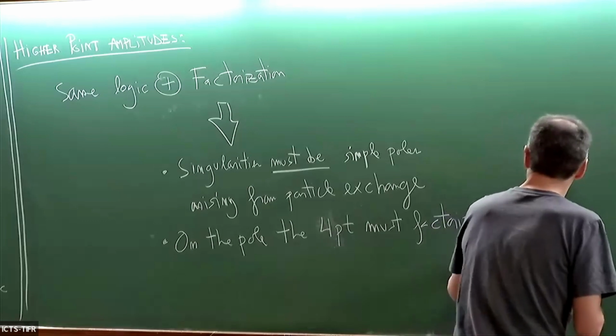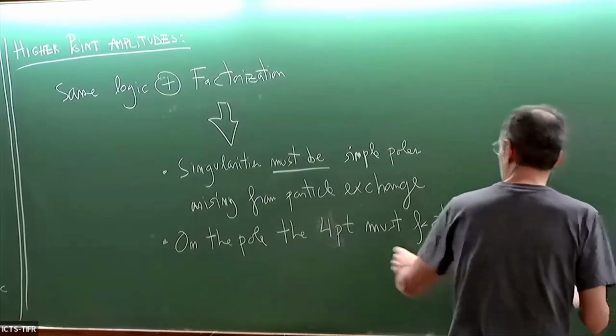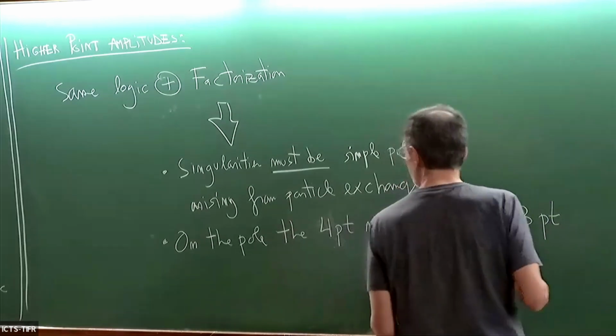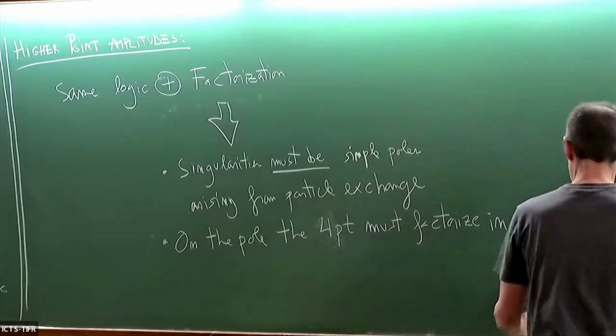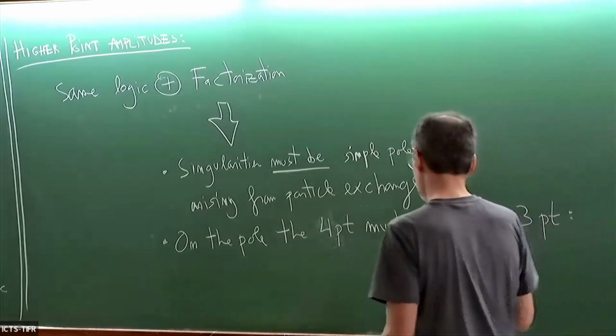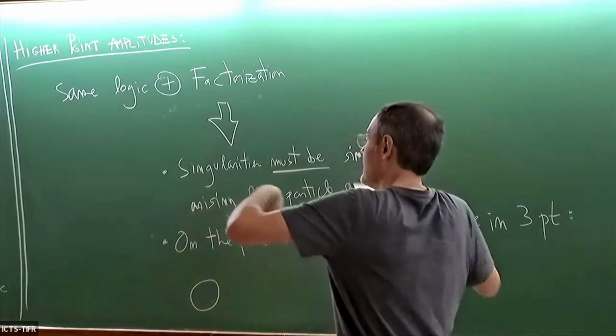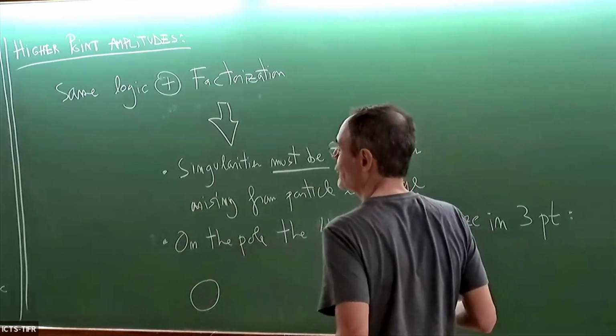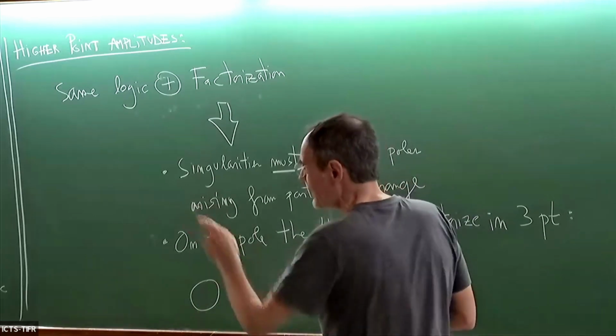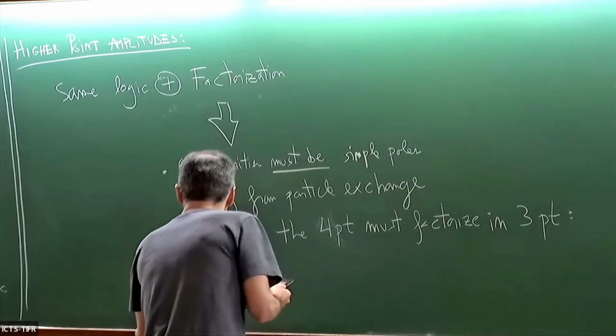I factorize in 3PTs, okay? The 4PT amplitude should factorize in 3PT. Okay, what it means? And also for the rest, higher PT in the singularity should factorize in other amplitudes that you already have to have in your theory.